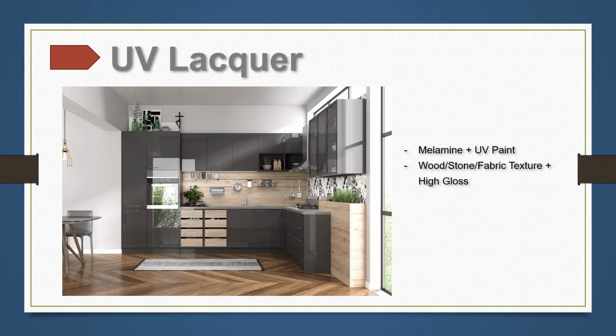There are 4 options in our sets. We have UV lacquer, acrylic, metal foils, and high-tech wood veneer. Let's begin with the UV lacquer. UV lacquer is an upgraded version of melamines in another direction. It is a combination of laminates and paints.